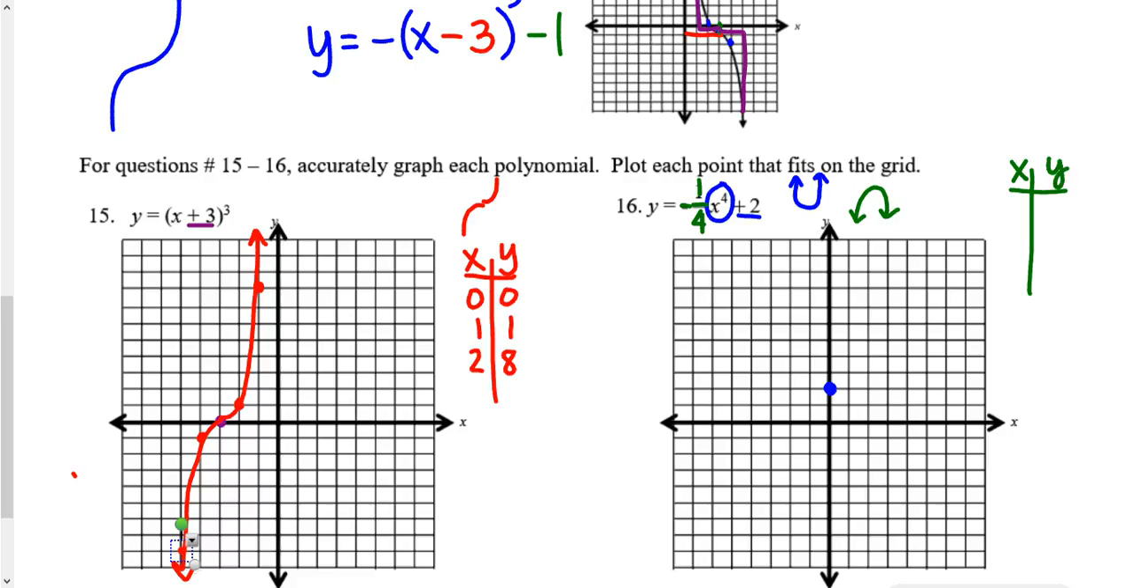My normal shape for x to the 4th: 0 to the 4th is 0, 1 to the 4th is 1, 2 to the 4th is 16.